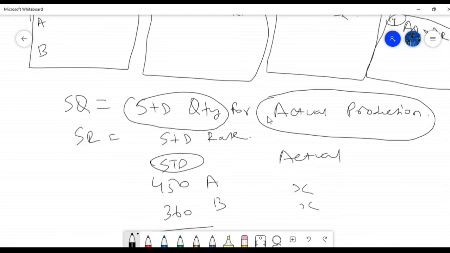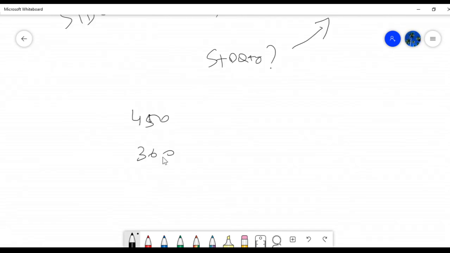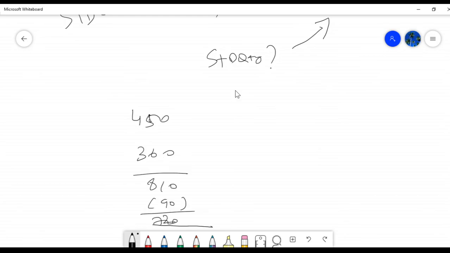What is the standard data? 450, 360, 810, 90, 720. This is my standard data, correct? 720. This is my standard data. Actual production is 760. How to identify the standard mix for actual production? So we have to identify like this for A.